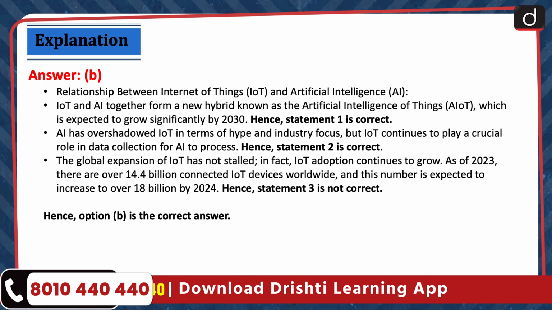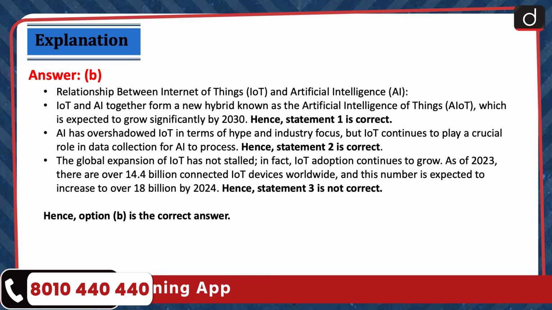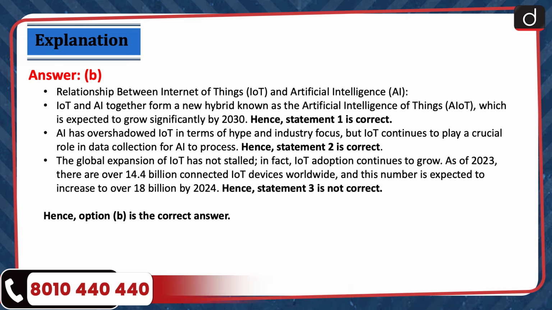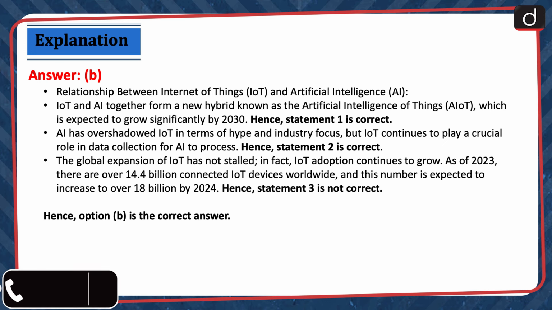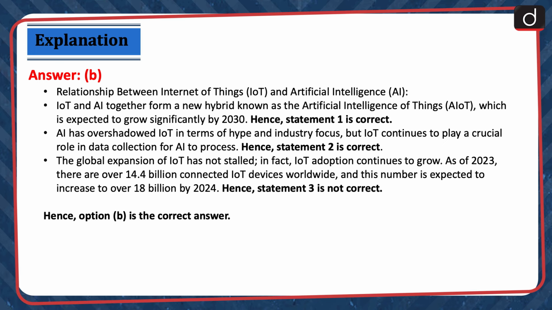The global expansion of IoT has not stalled. In fact, IoT adoption continues to grow. As of 2023, there are over 14.4 billion connected IoT devices worldwide, and this number is expected to increase to over 18 billion by 2024. Hence, statement 3 is not correct. Hence, option B is the correct answer.